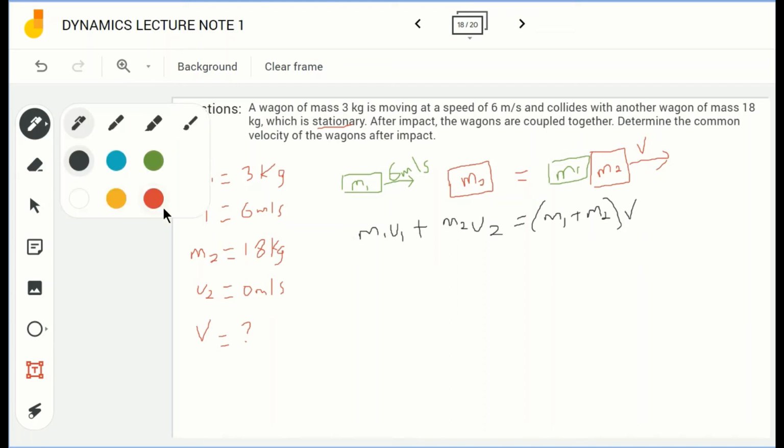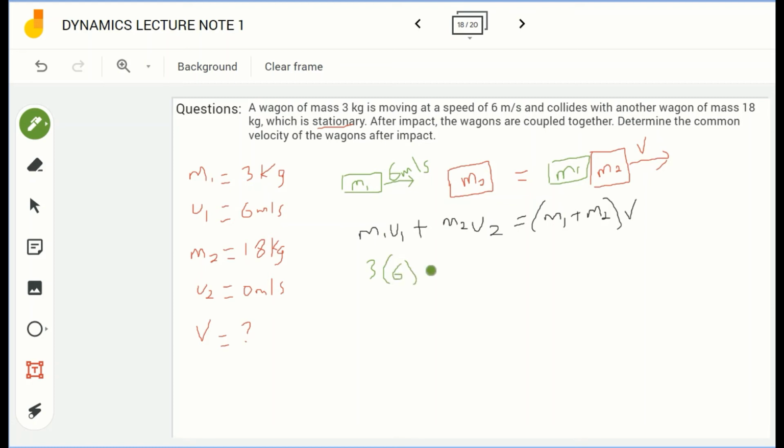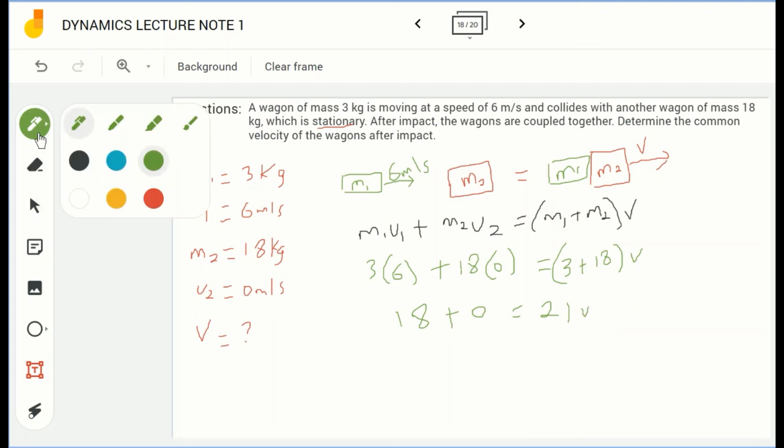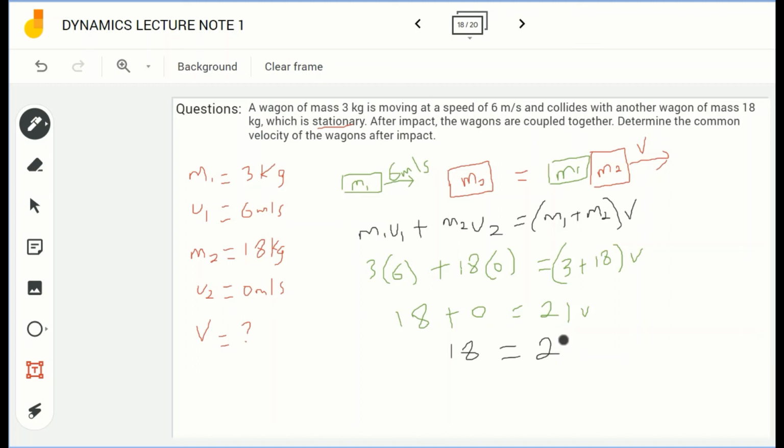So what next? I will log in the data. My M1 is 3 times U1 is 6, plus my M2 is 18, and as you can see here, our U2 is 0, equal to my M1 is 3 plus my M2 is 18 times my V. What next is 3 times 6 is 18, plus 18 times 0 is 0, equal to 3 plus 18 is 21. We have 21 V. Okay. What next? 18 plus 0 is 18 equal to 21 V.